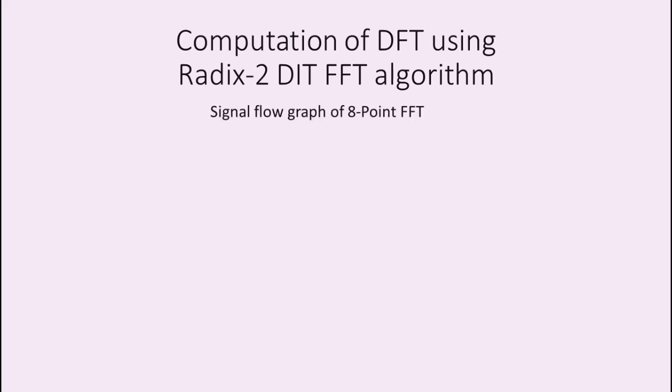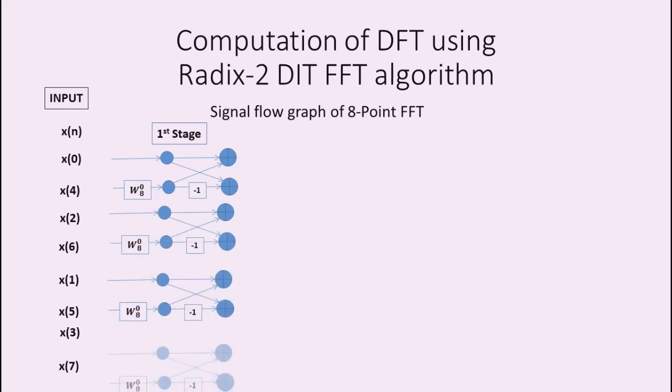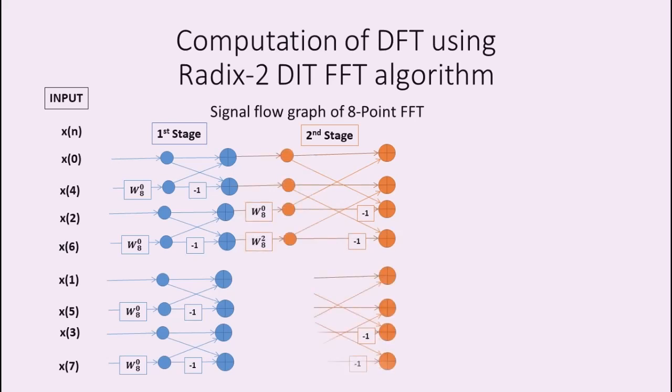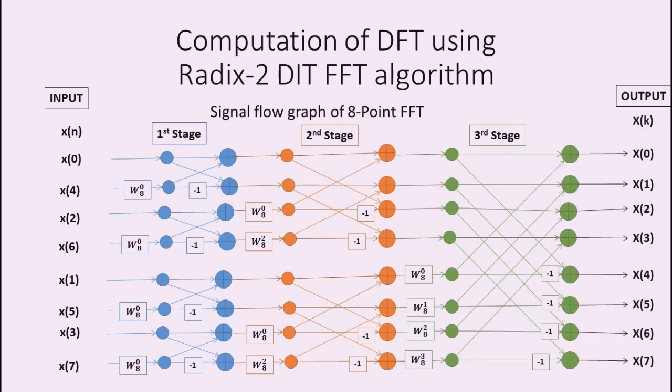Now we draw the signal flow graph of 8-point FFT as radix 2 DIT algorithm. There are 3 stages. First we write inputs, then draw the first stage. Here the first stage is colored blue. Next, the second stage is colored orange, and the third stage is colored green, and we take output from the third stage.